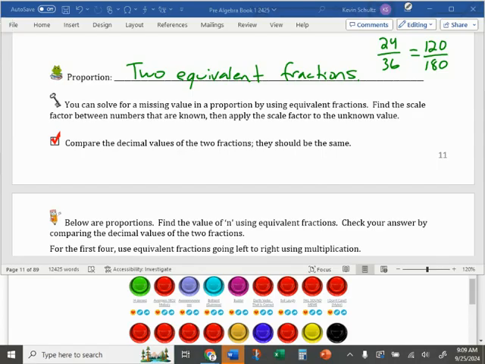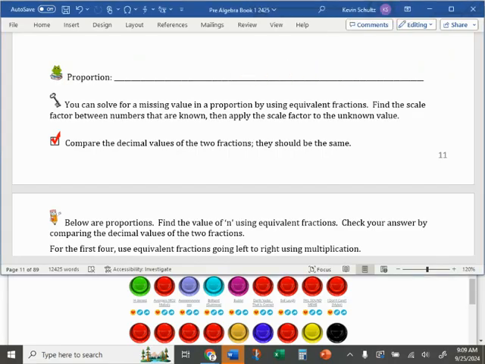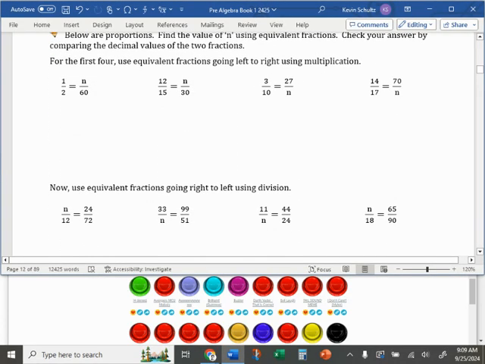Okay, here we go. This is the fun part here. We get to solve proportions, okay? And we're solving proportions using equivalent fractions to help us. I've got this here, 1/2 equals n over 60. First of all, how do you know that these two fractions are equivalent? How do you know that they make a proportion? There's something in this that tells you, yes, this is a proportion.